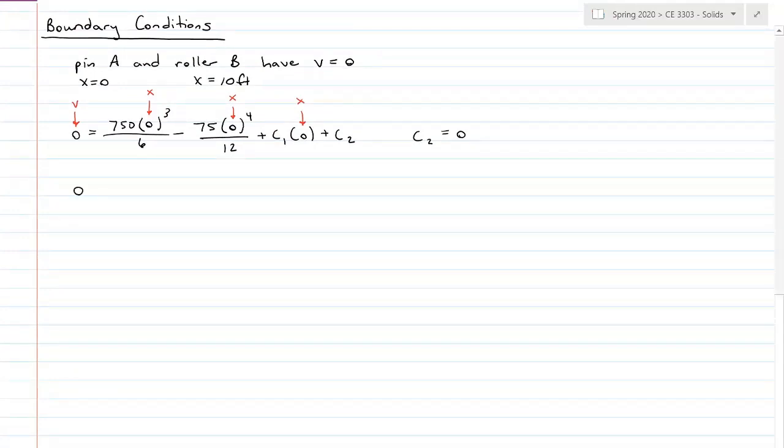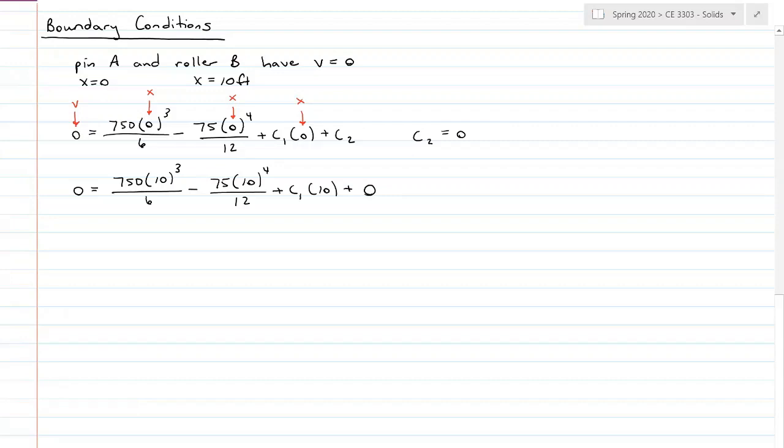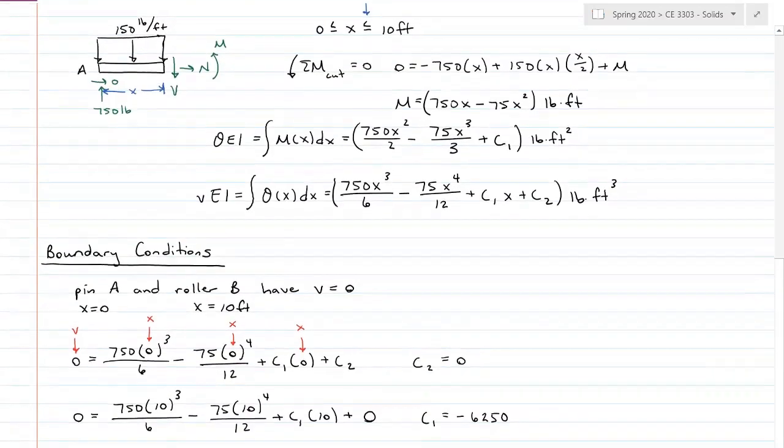Okay, next up is my pin at B. So we have 0 for the vertical deviation is equal to 750 times 10 cubed divided by 6 minus 75 times 10 to the 4th divided by 12 plus C1 times 10 plus C2 that I'm going to plug in there as 0 so that you know I'm using the same equation and where all the little values are. And doing this algebra, we find that C1 is equal to negative 6,250. Okay, great. So we're done. Let's just plug it in.